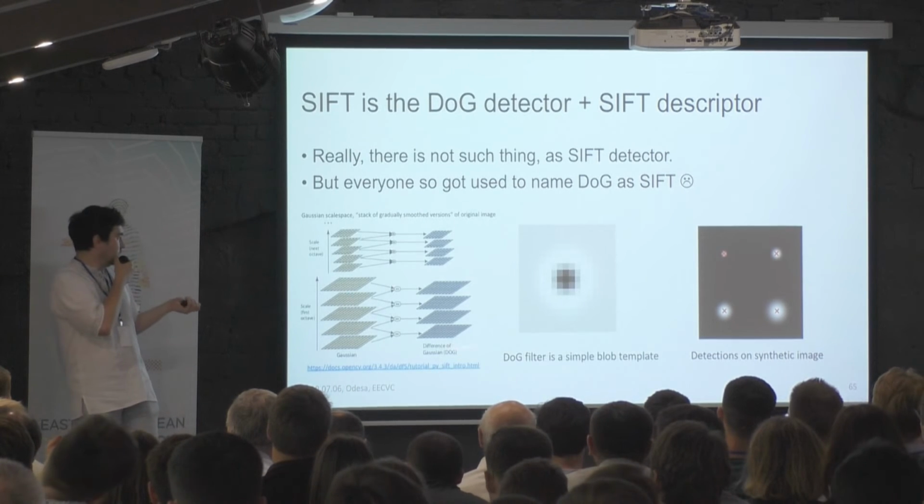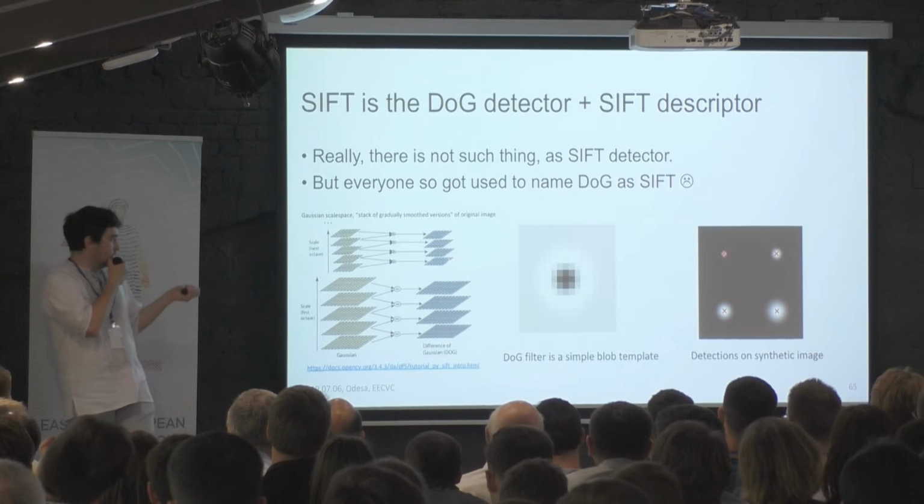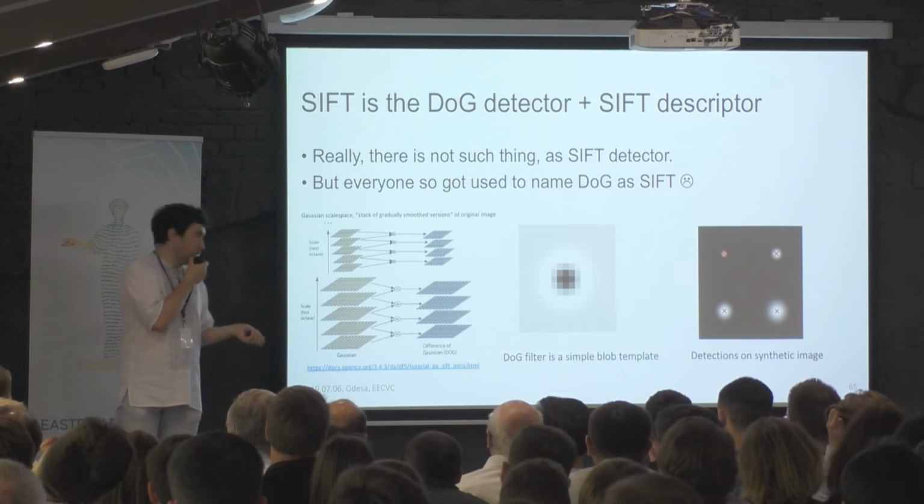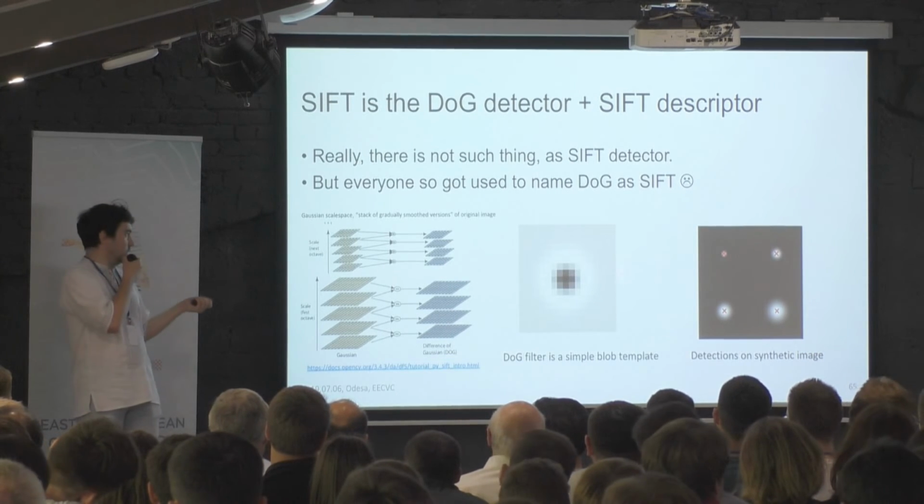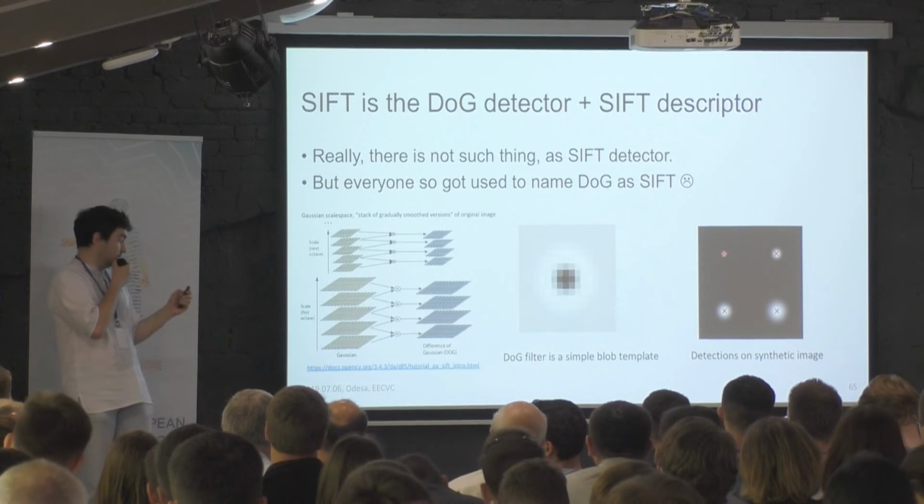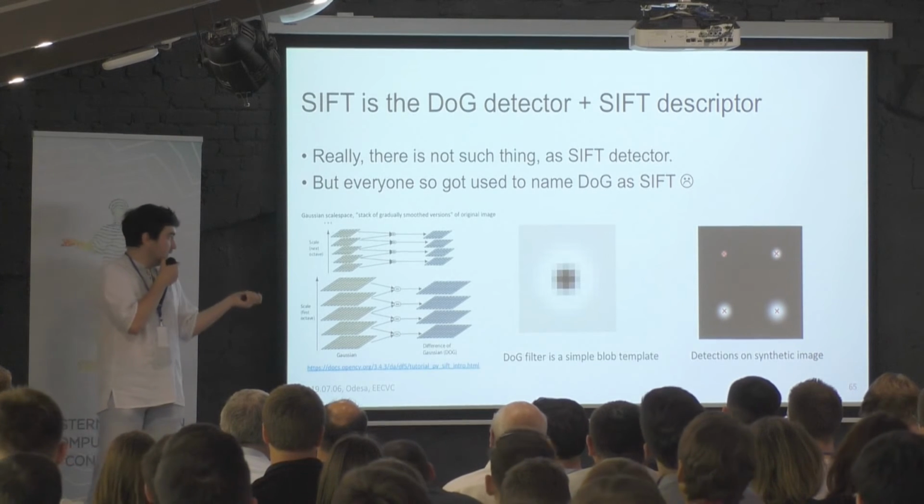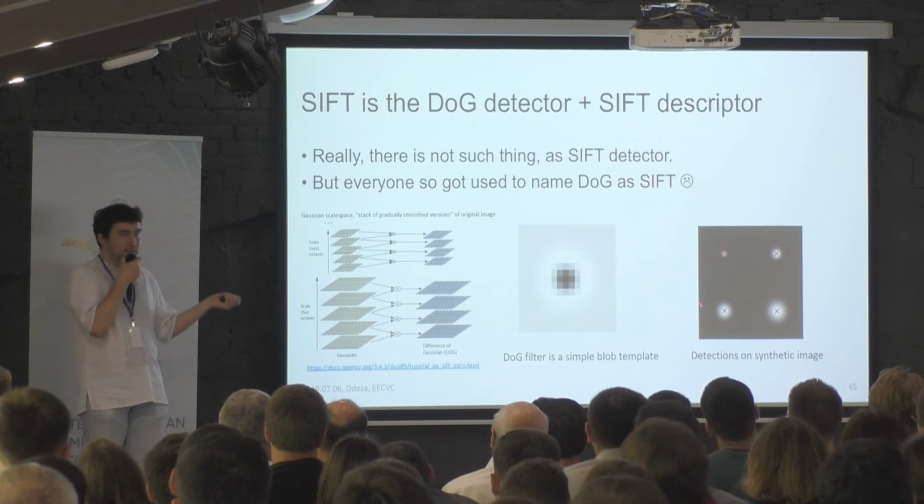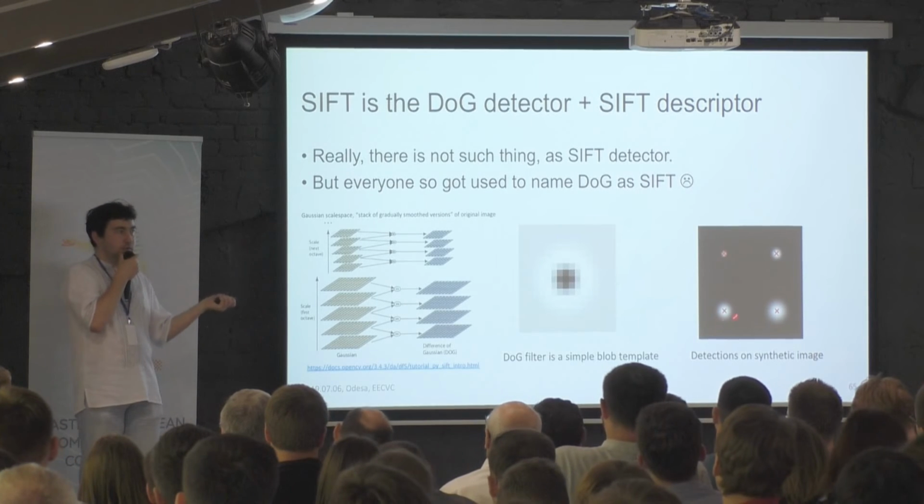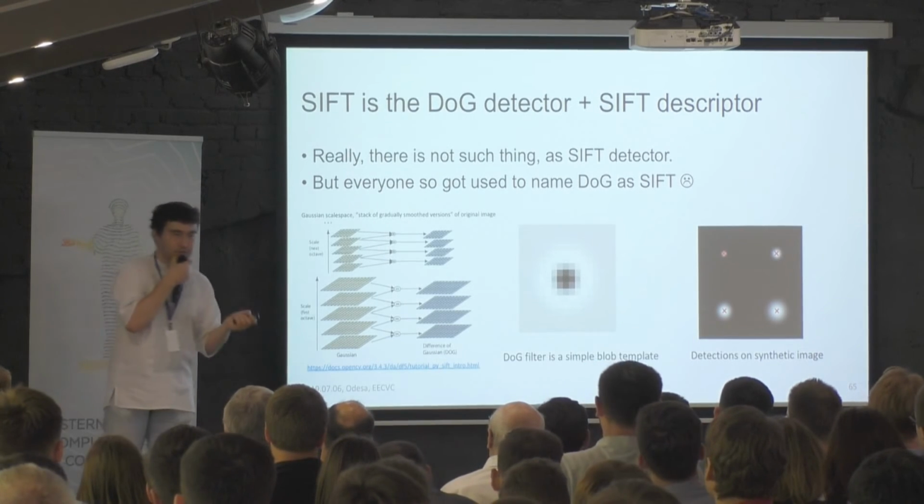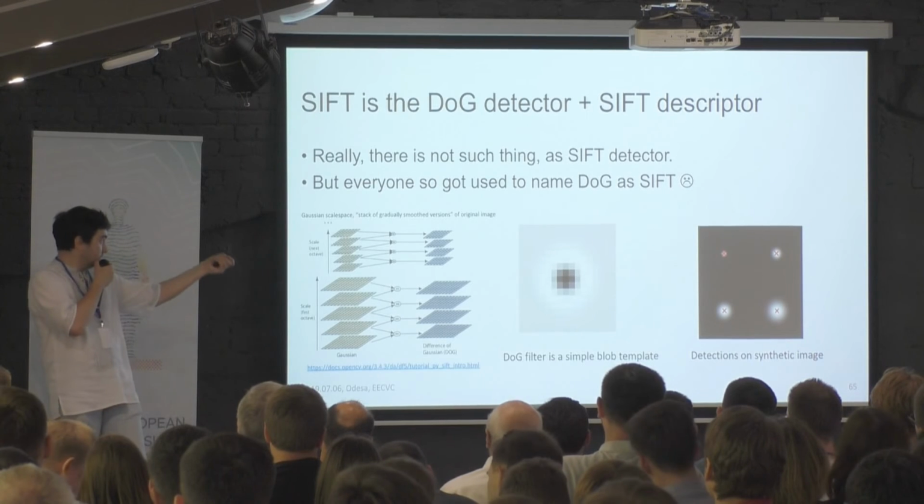And then you just have a difference of the nearby levels, which is mathematically equivalent to running this, but much, much faster. And this simple guy is still probably one of the most used and best detectors in the world for local features.